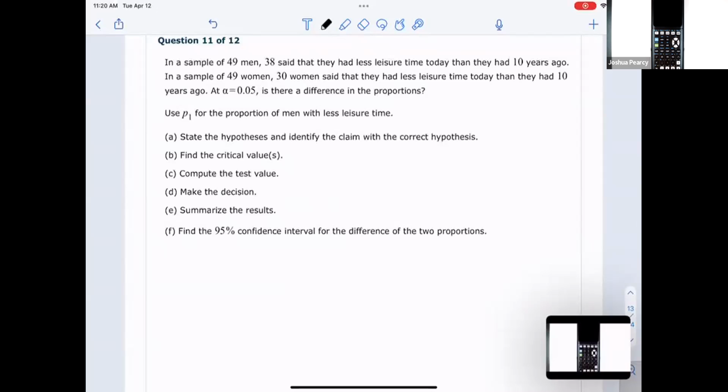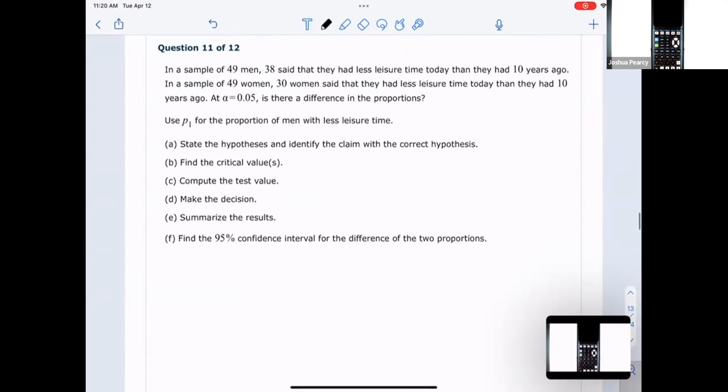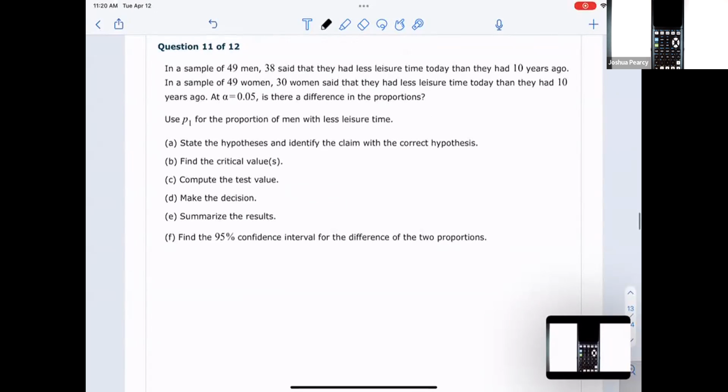In a sample of 49 men, 38 said they had less leisure time today than they did 10 years ago. In a random sample of 49 women, 30 women said they had less leisure time today than they did 10 years ago. At alpha is 0.05, is there a difference in the proportions? Do you want to identify P1 hat and P2 hat now or do it later?